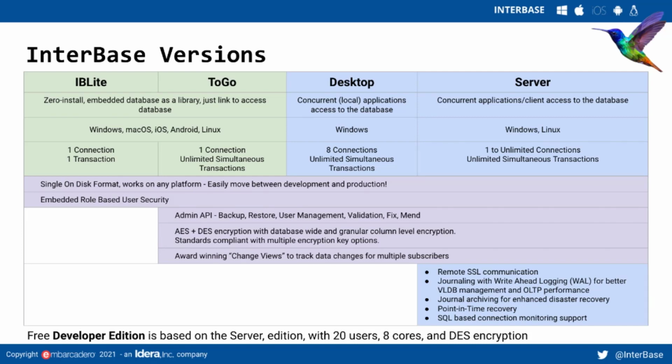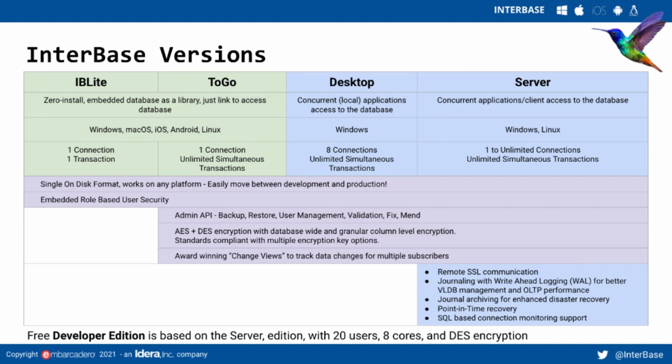And the main difference here is that IB Lite and InterBase To Go are deeply embedded libraries. So these run inside your application's memory space when your application runs. So it's only for your application to use, which means it's very, very fast, very secure, but allows us to embed onto all platforms that we reach out to.